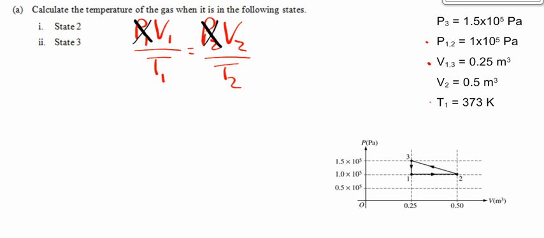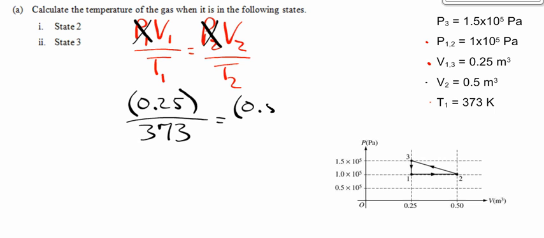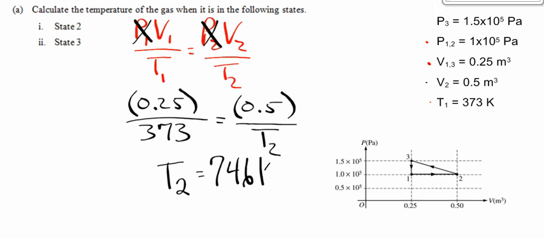So now we plug in our volume at position 1, which is 0.25, our temperature 1, which is 373, our volume at point 2, if you look at your given information over here, is 0.5, and T2 is what we're looking for. Once you run through the calculations, you end up with 746 Kelvin. There's your final answer.